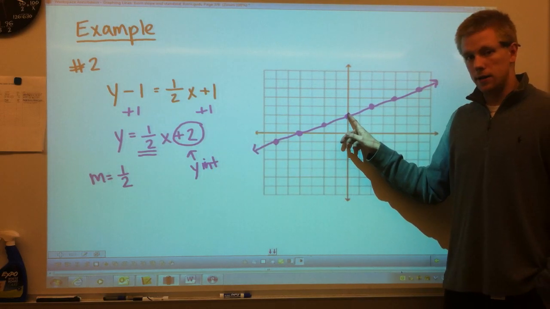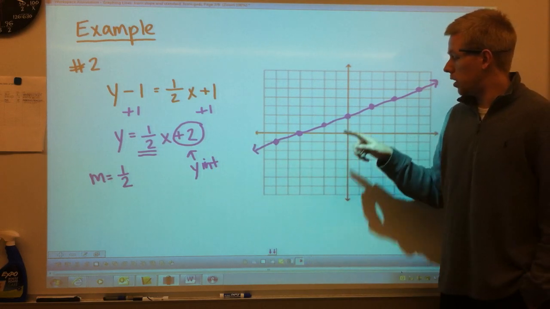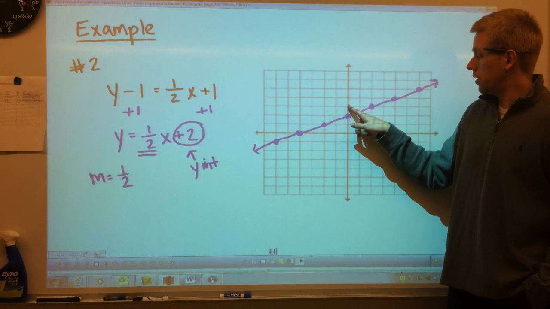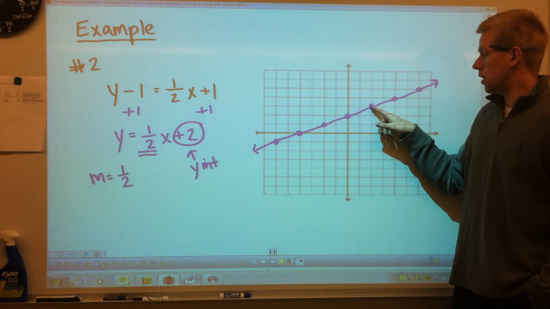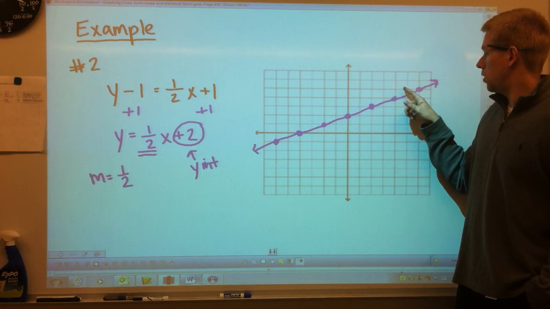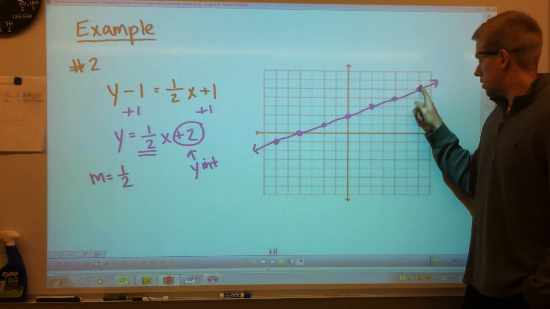From there, I'm going to rise and run. My rise over my run was 1/2. So I'm going to rise 1, and then I'm going to run 2. So you're going to go up 1, and then over 2. Up 1, over 2, up 1, over 2. That's 4 dots going that way.